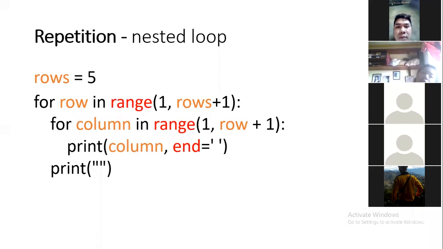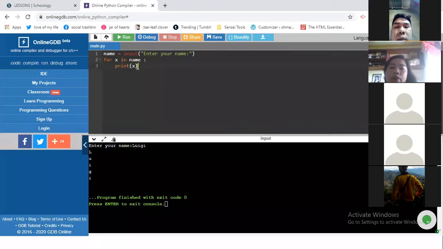Next is nested. For nested, tulad ng if, di ba pag if, we have if within if. So sa nested loop, pwede kayo magkaroon ng loop within loop. While loop within while loop. For loop within for loop. Ano pa ba? For loop within while loop or while loop within for loop. O, sige. Example.